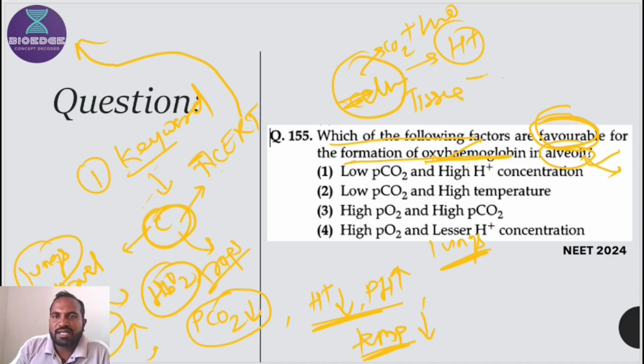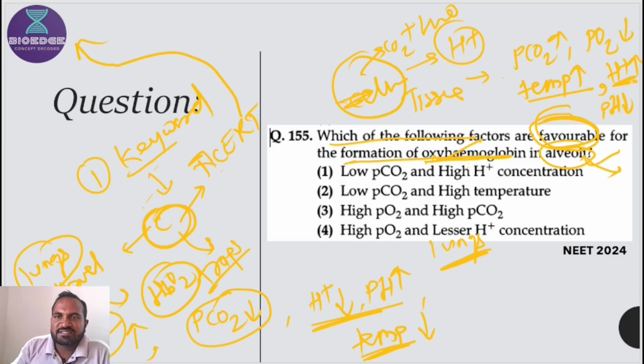Tissue level, so what happens at the tissue level? Tissue level production of CO2 is there. That's why partial pressure of CO2 is high. And then use of O2 by the cell. That's why oxygen is used by the cells for the catabolic process, aerobic respiration. That's why partial pressure of oxygen is low. And there is a breakdown of glucose and production of ATP by cellular respiration. That's why here temperature is high. So temperature is high, and their H plus ions is high, and that's why pH is low.